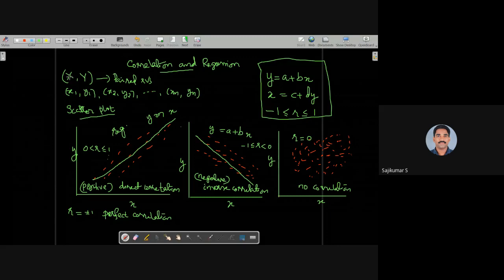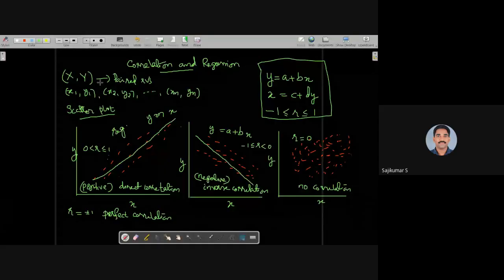For the first part, we are studying only two random variables. Then we are extending the same idea for multiple random variables. That is called regression. These are the two main concepts, correlation and regression, for paired observations and multiple random variable cases.